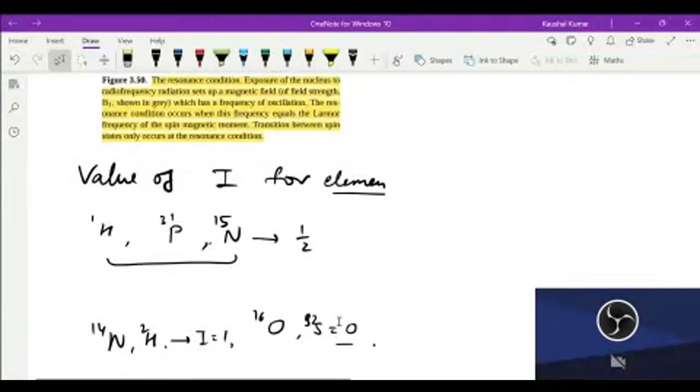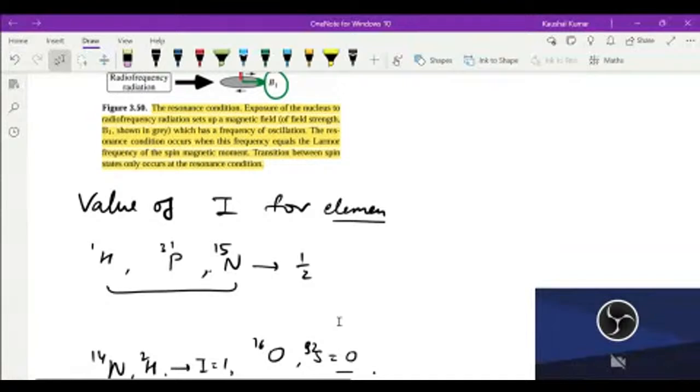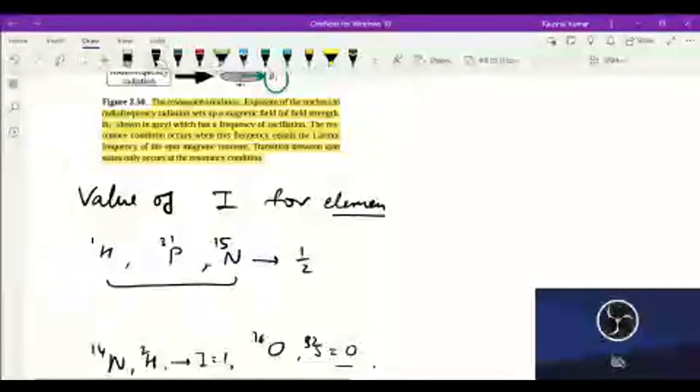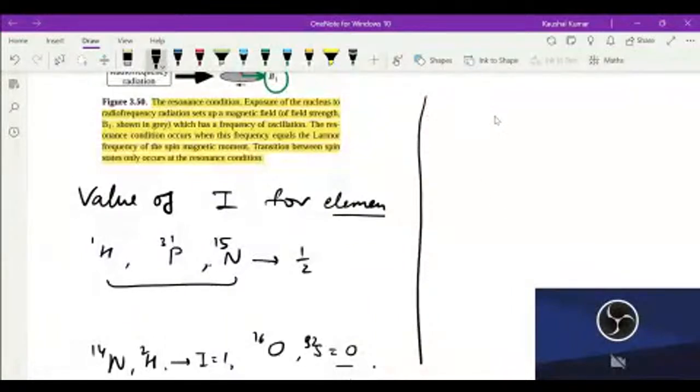Am I clear to you? Am I clear to you? This is the important concept. You have to give the hit button, otherwise it is not understandable whether you are clear or not.